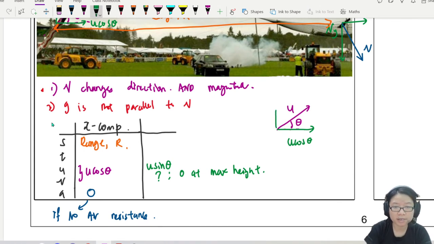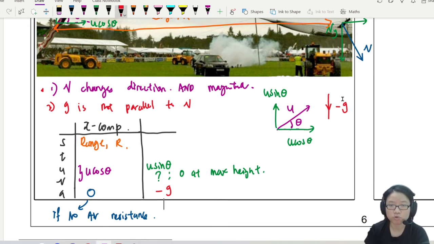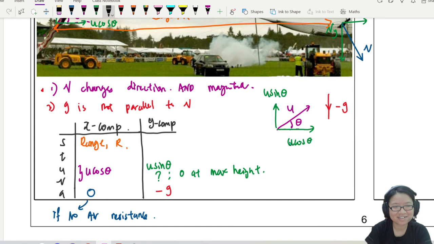So when you think about sign, let's say we take u sine theta upward as positive, then gravity downward must be negative. So this one is negative g or negative 9.81. Okay, please look at the direction of motion and the direction I'm throwing. Compare, these two should have the opposite sign. Cool. All right, and if you're looking for maximum height, you will put v at zero. Then some of you may be thinking, teacher, this y component is like free fall. Correct lah. So this is actually following free fall.